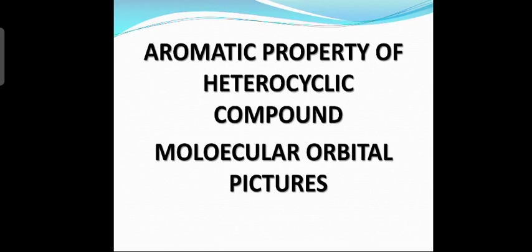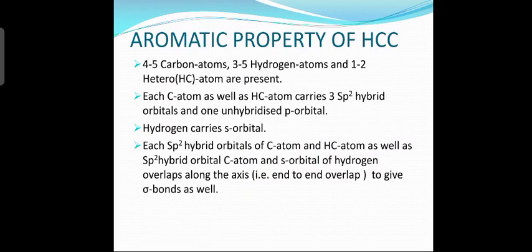Now let us see the aromatic property of heterocyclic compounds, molecular orbital pictures. Aromatic property of heterocyclic compounds: 4 or 5 carbon atoms, 3 to 5 hydrogen atoms and 1 or 2 heteroatoms are present. Each carbon atom as well as each carbon-hydrogen atom carries 3 sp2 hybrid orbitals and 1 unhybridized p orbital. Hydrogen carries only an s orbital, as you know.